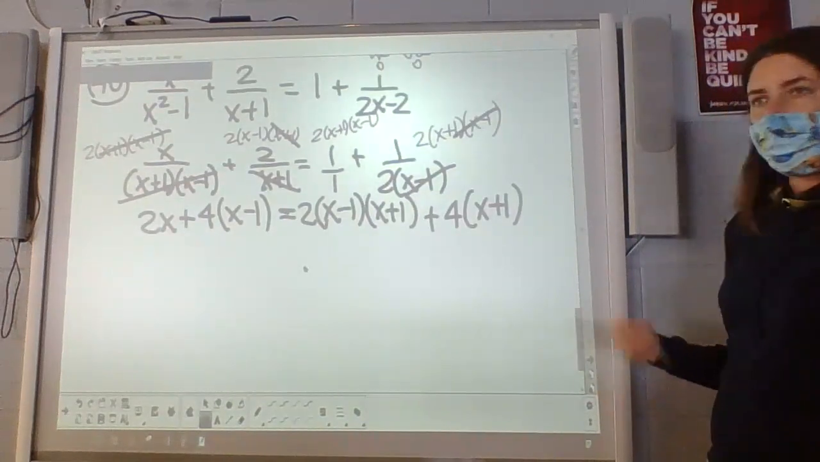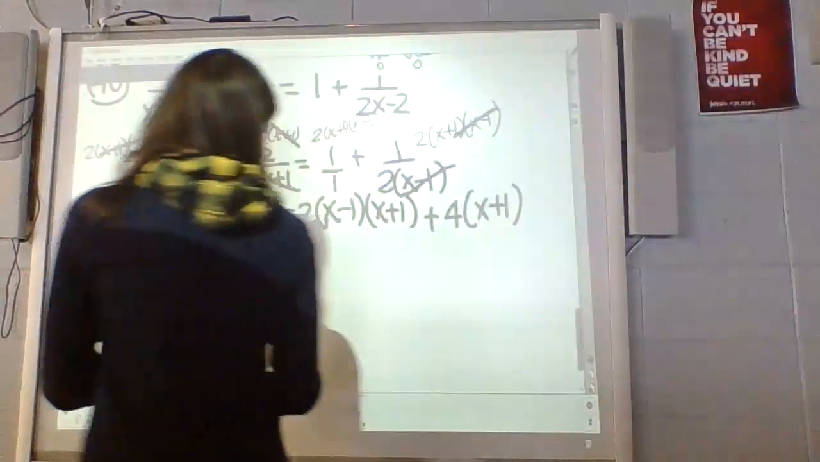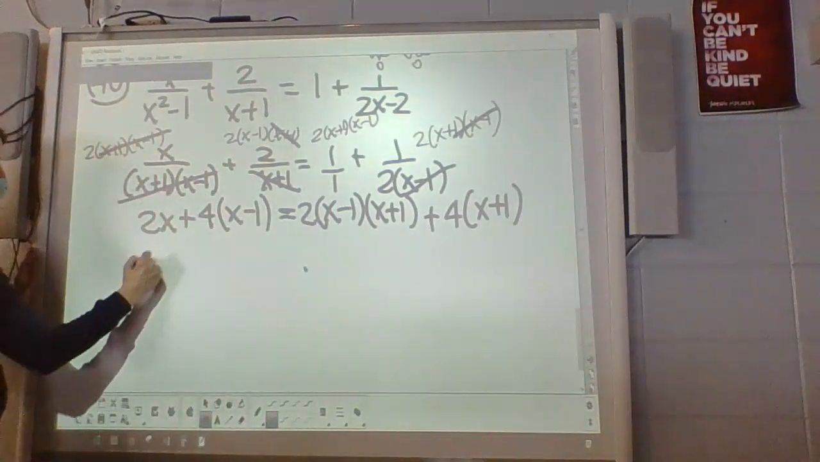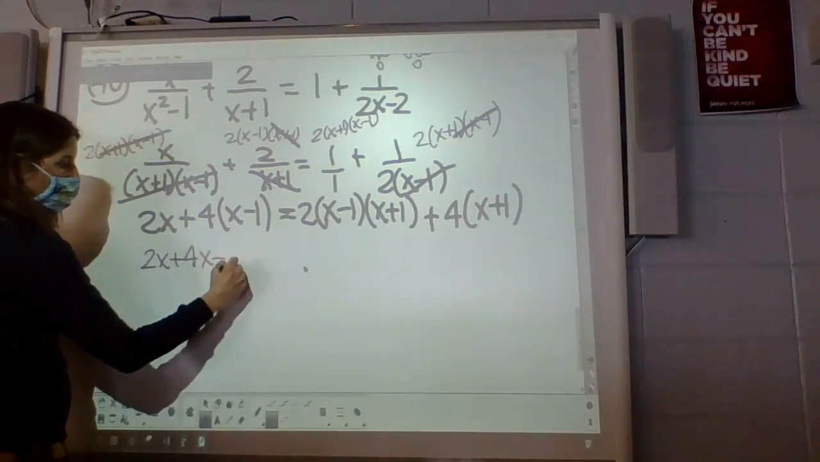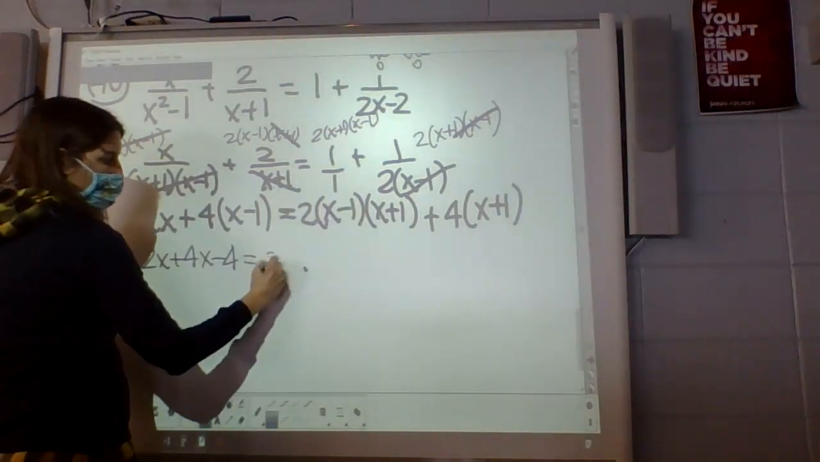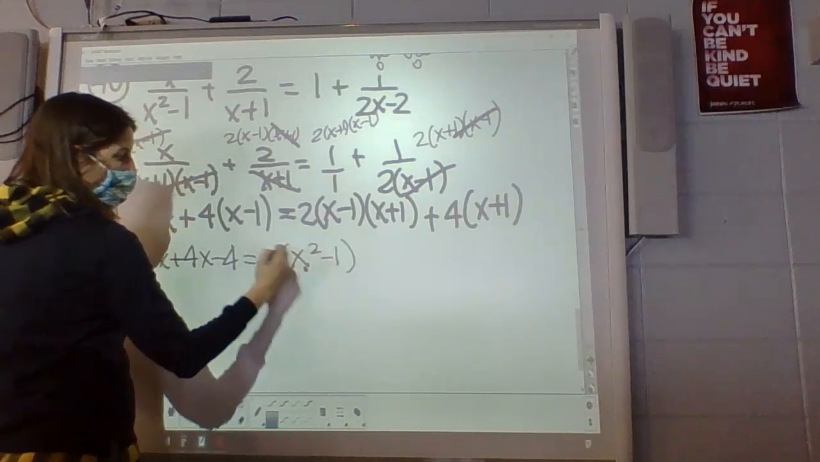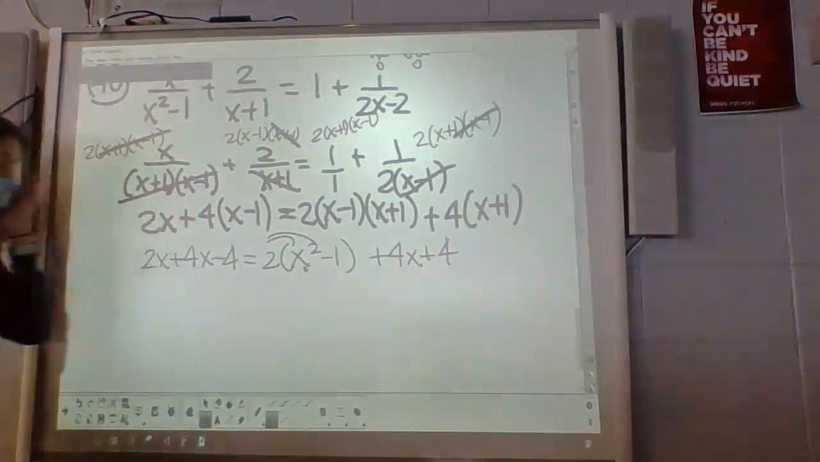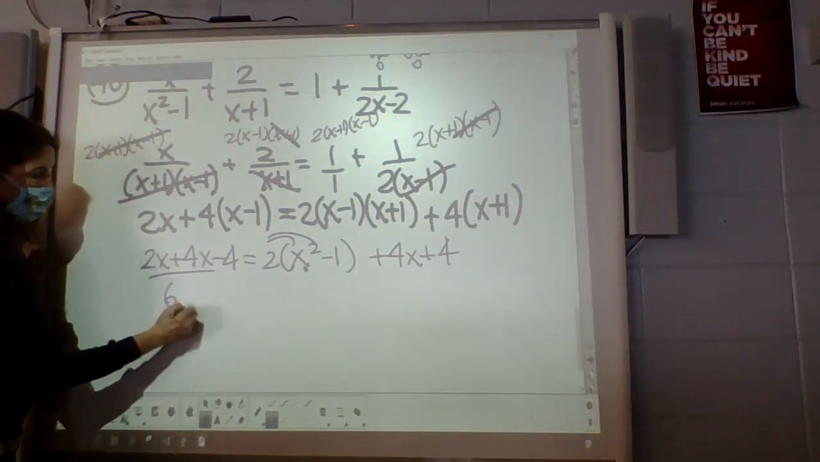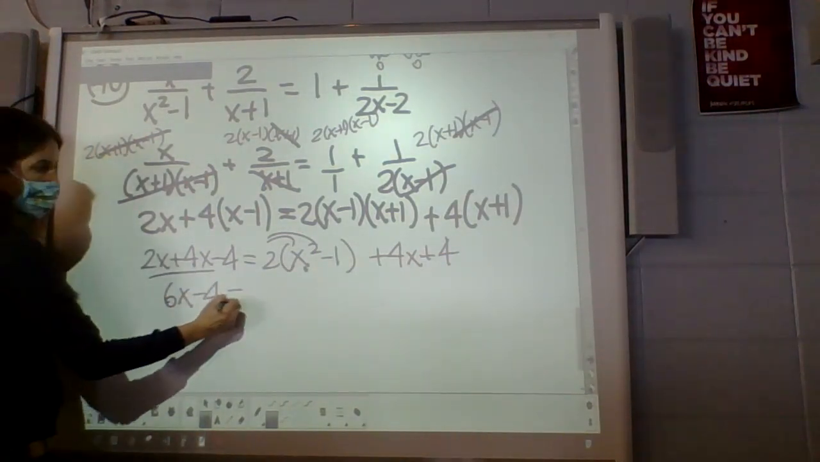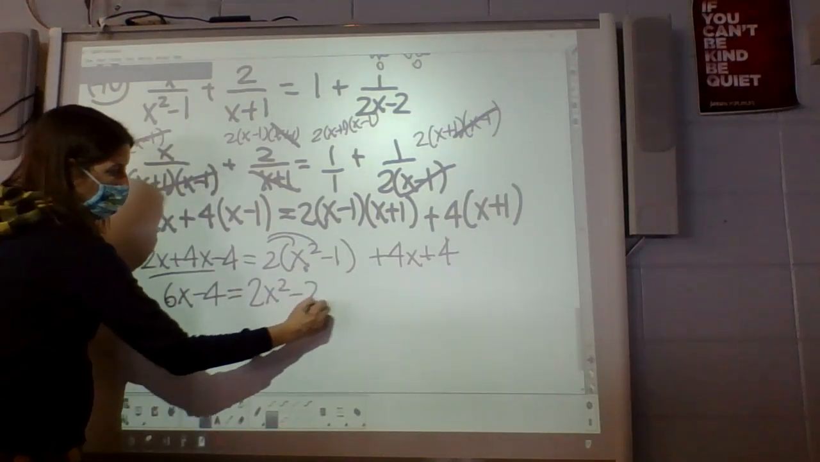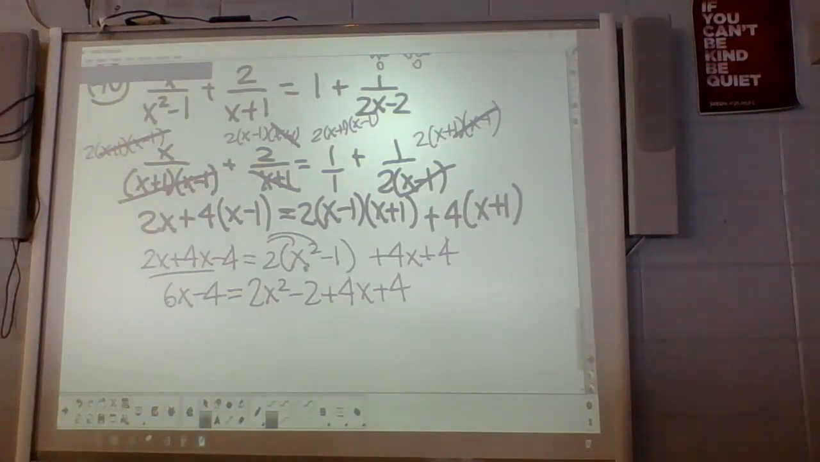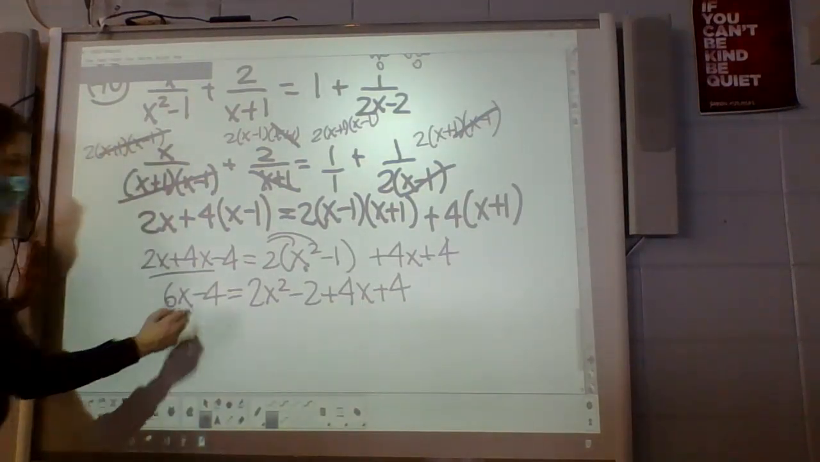Okay. So now I have a bunch of stuff to work on here. So I have 4x minus 4 here. I know this is difference of squares, so I'm just going to rewrite it this way. I have to distribute that in. So this is 6x minus 4. And so we're going to move everything over there.